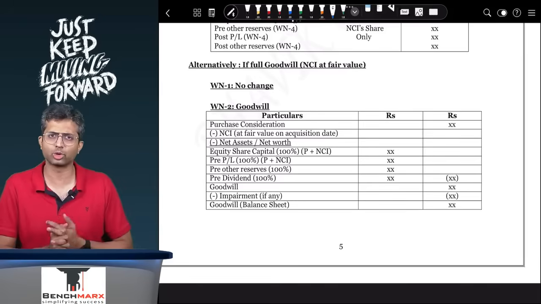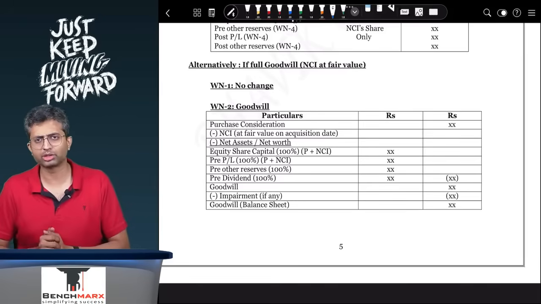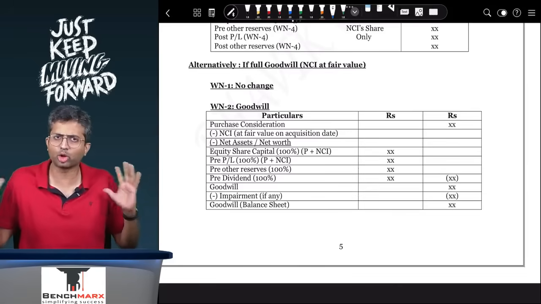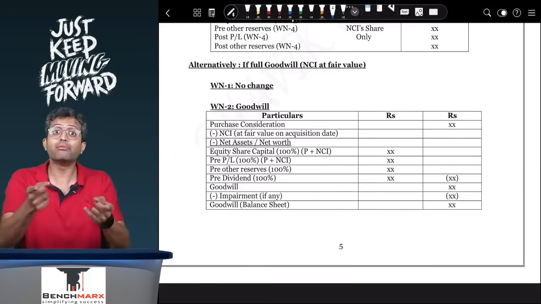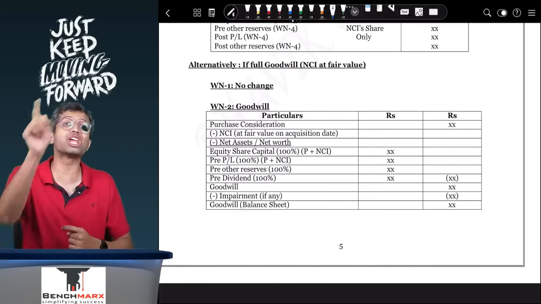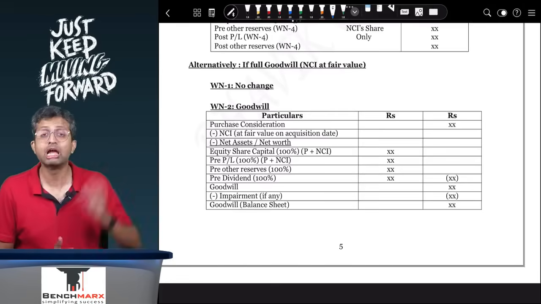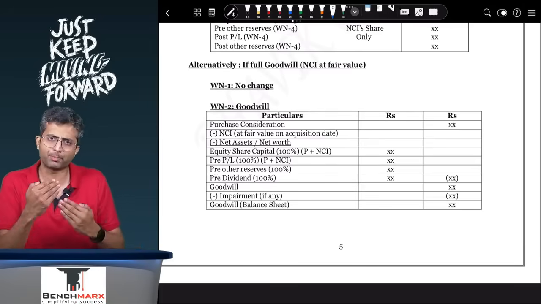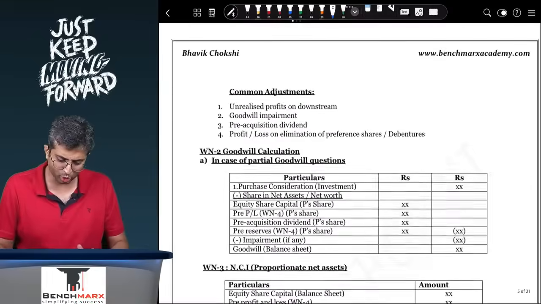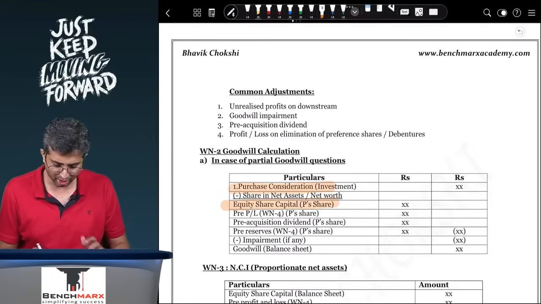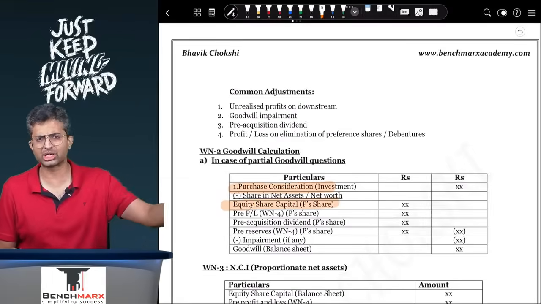Alternative formats can also work. Your share in the net worth. Investment is done by the parent only in the subsidiary, so non-controlling interest does not have any share. However, this investment needs to be compared with share capital and pre-acquisition reserves. Share capital of the subsidiary, 70% of that is attributable to the parent. So you will write that along with the purchase consideration or investment.